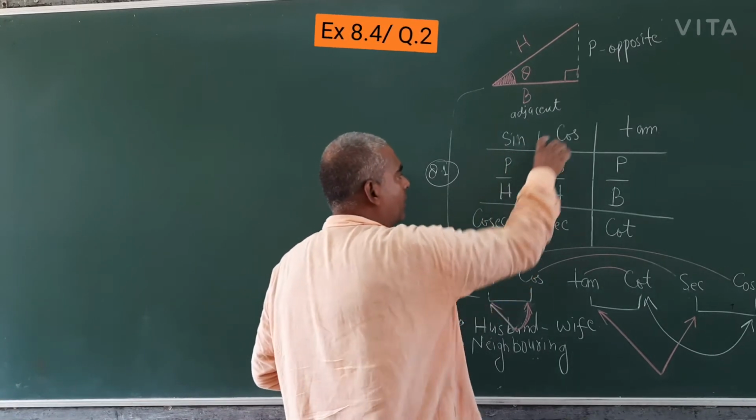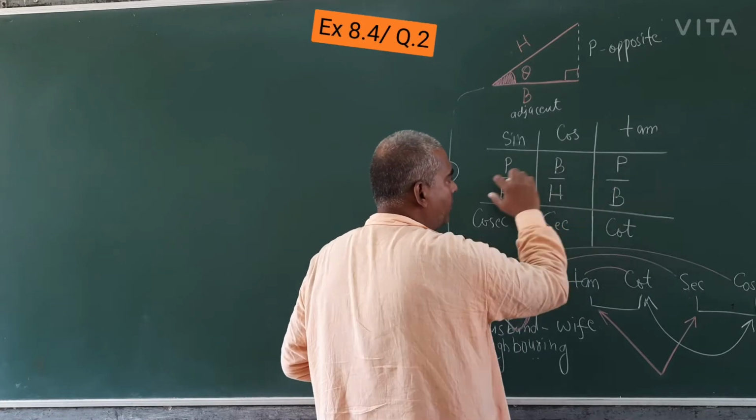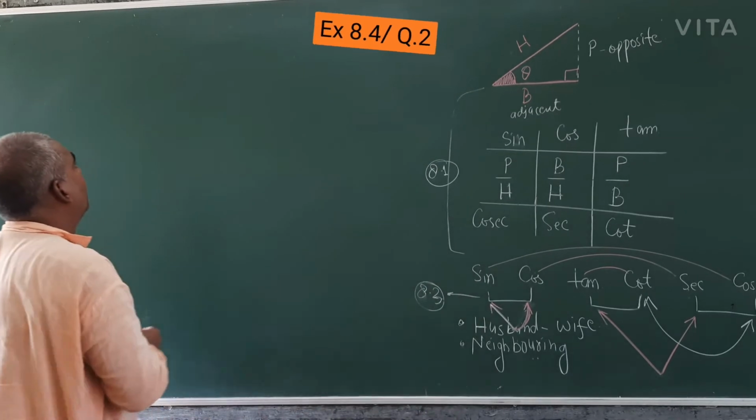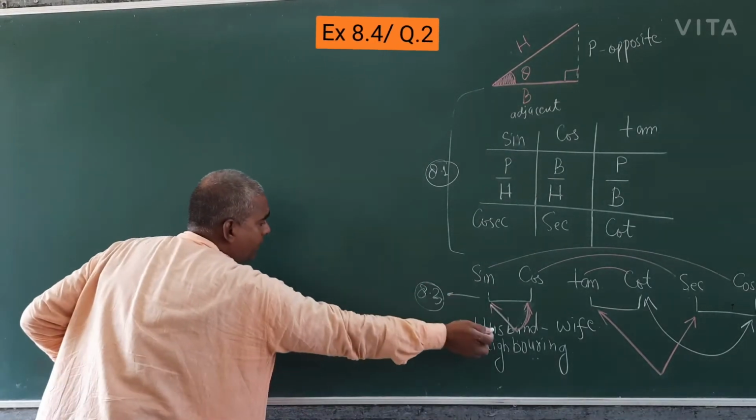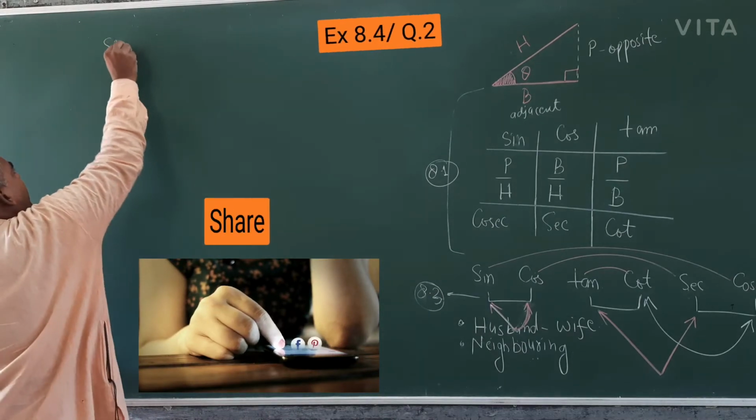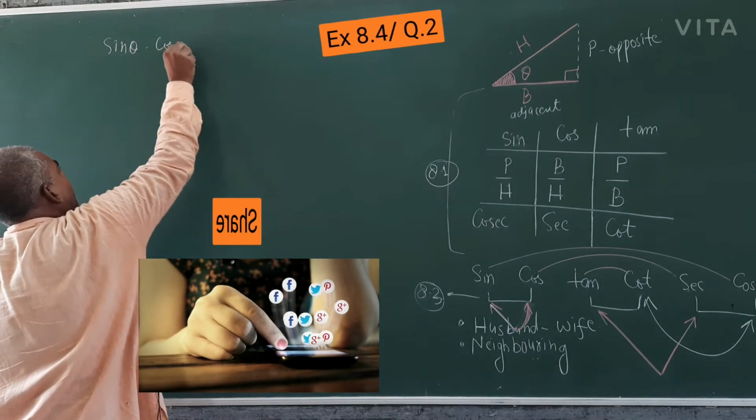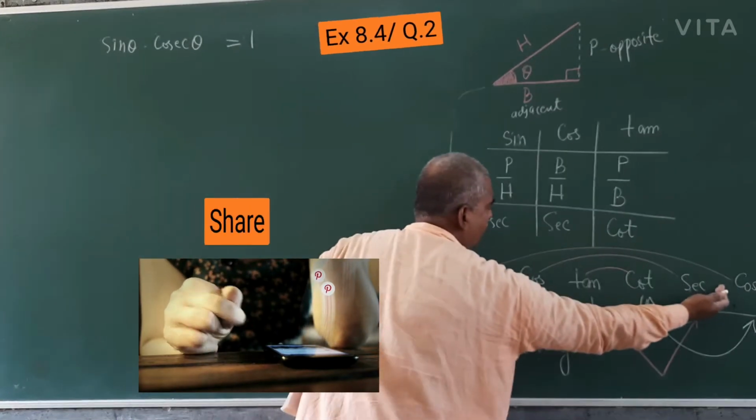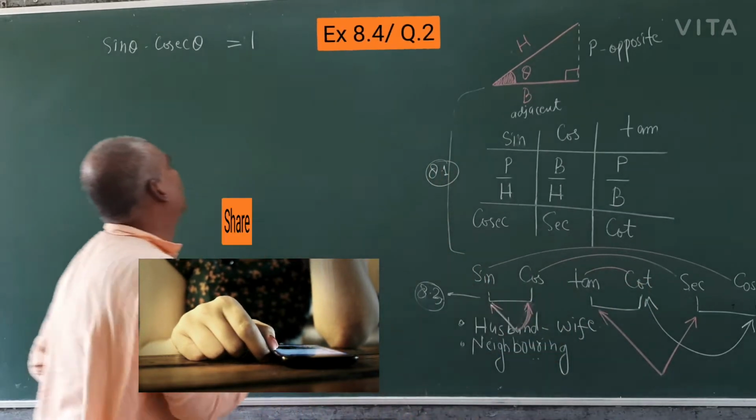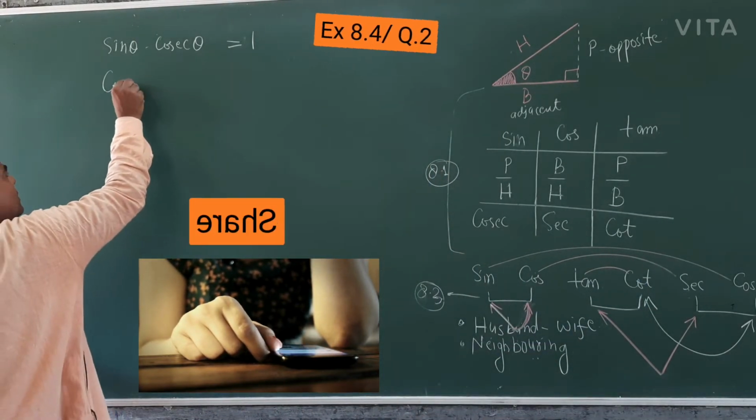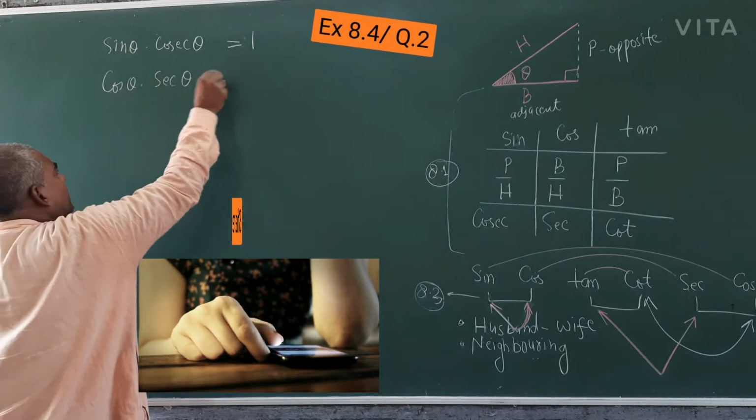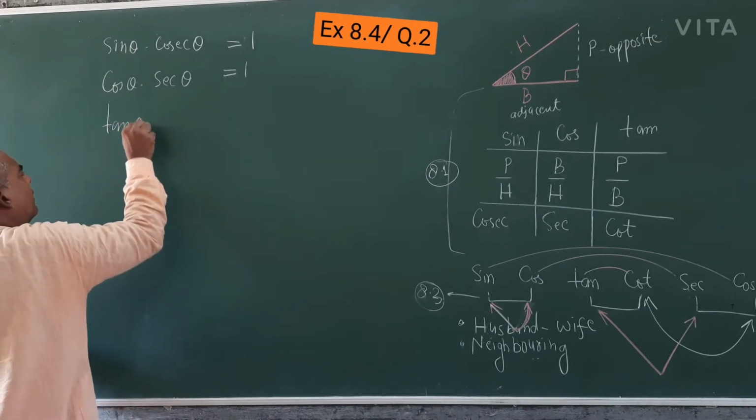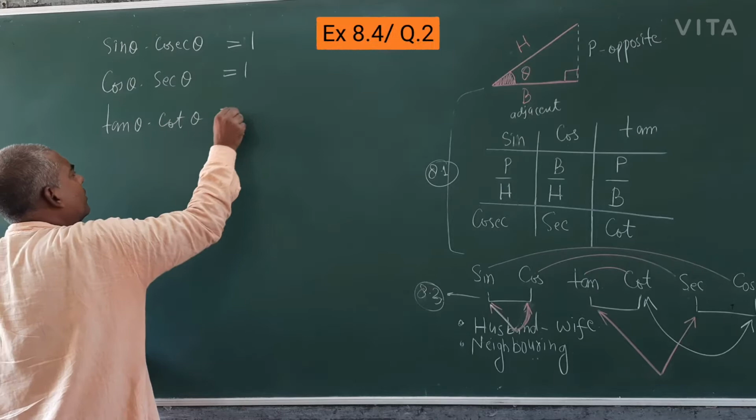You know, this is sin, cosec. So perpendicular by hypotenuse will not be used now. What will be used? This one only, husband and wife. The husband and wife relation will be used. In what format? Sin theta into cosec theta is equal to 1. This is sin and cosec. Cos and sec, means cos theta into sec theta is equal to 1. And tan theta into cot theta is equal to 1.